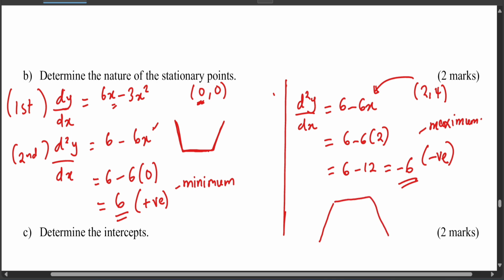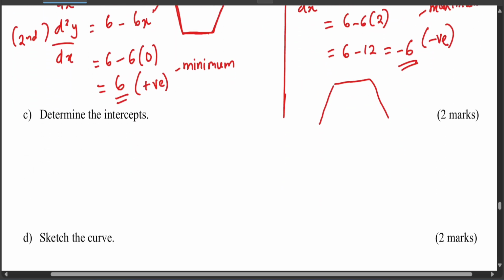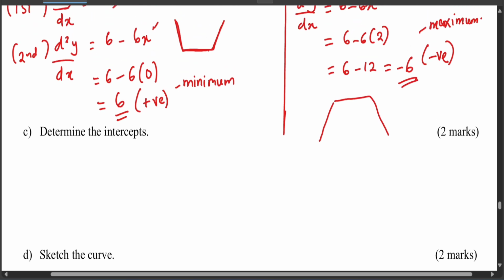So hopefully I think you have understood. So at (0, 0) the nature of the curve is a minimum. Okay, at (2, 4) the nature of the curve is a maximum. So that is easy. Question C, determine the intercepts. Determine the intercepts, that is the y-intercept and the x-intercept.